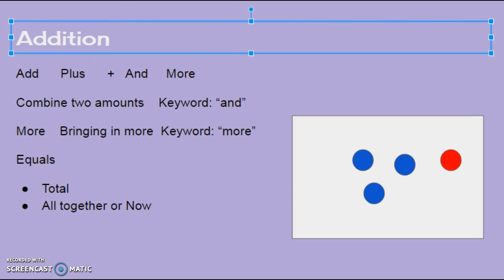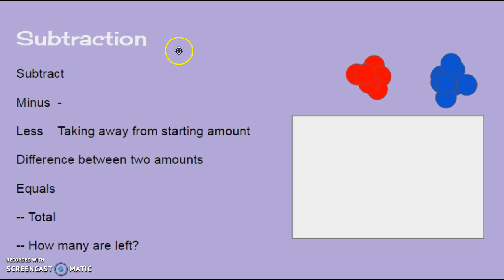Now let's take a look at subtraction. In subtraction, probably the two most common scenarios would be taking away from a starting amount or finding the difference between two amounts. So we'll take a look at both of those. One of the keywords in subtraction is, of course, subtract, and then minus, you will hear said in a subtraction problem, and then, of course, there's the minus symbol.